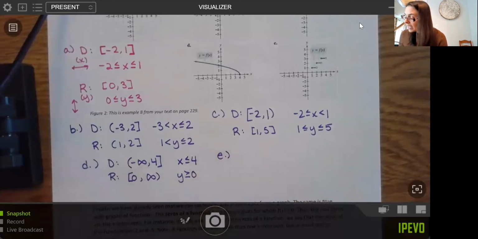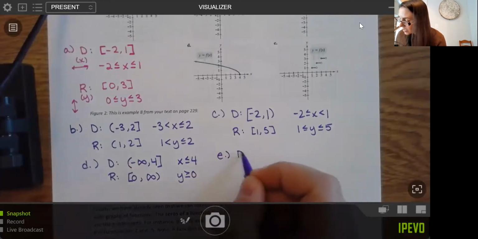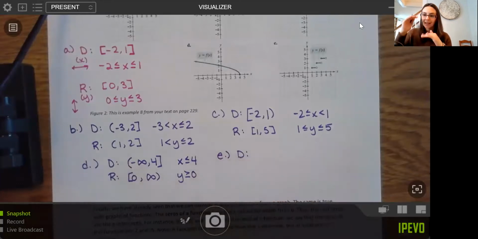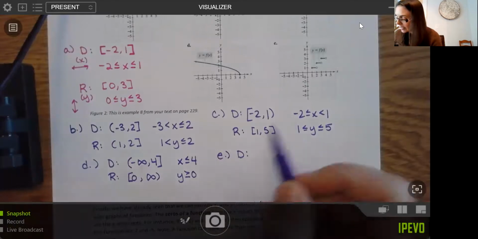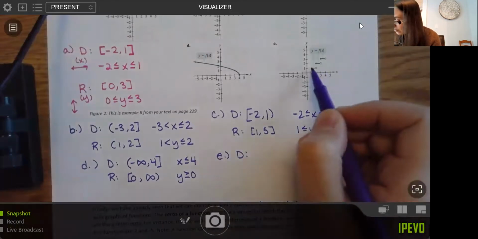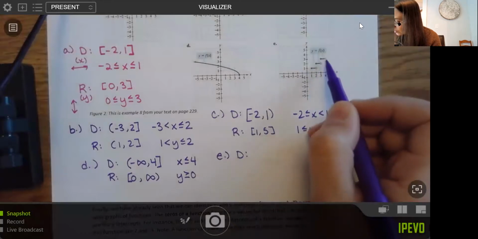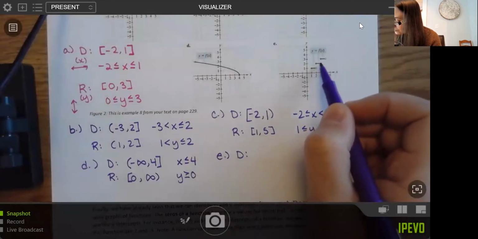Okay. Now this next one's a little bit weird. This is actually an example of what's called a step function because it looks like steps. So let's be careful here. For my domain from left to right, I see I start at 1 and I end at 4. 4 is an open circle, but I have these open circles in between.